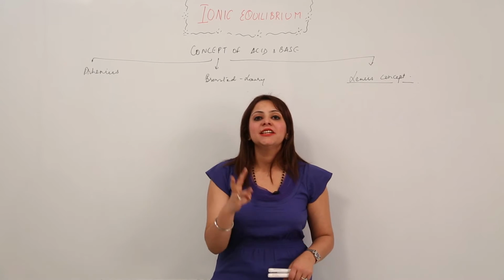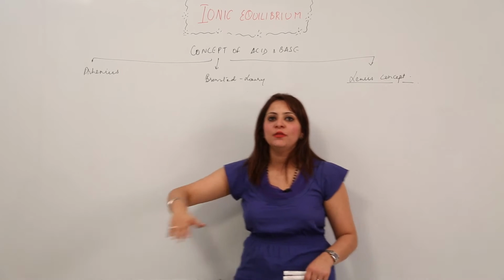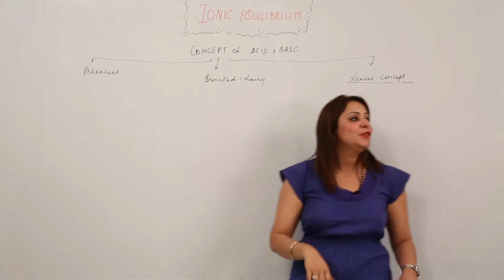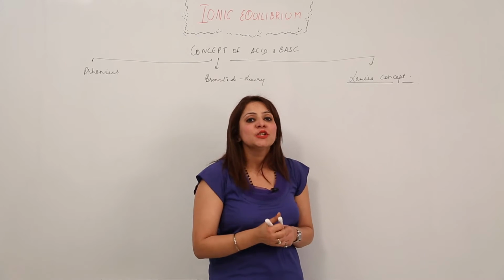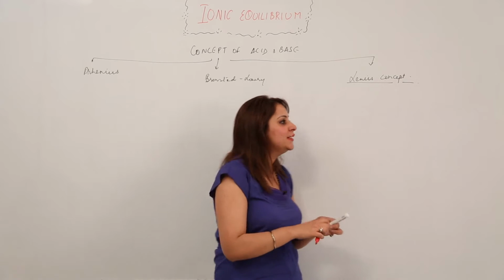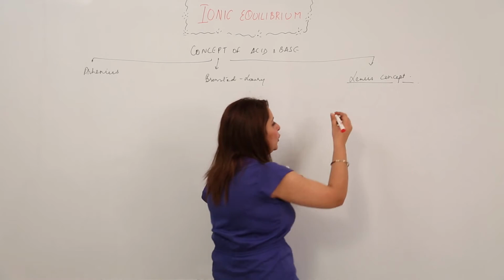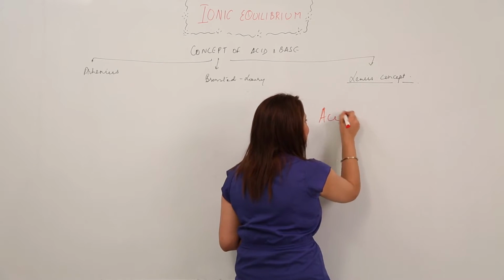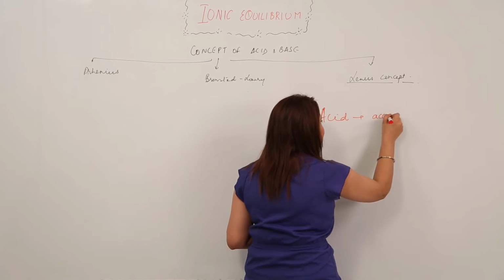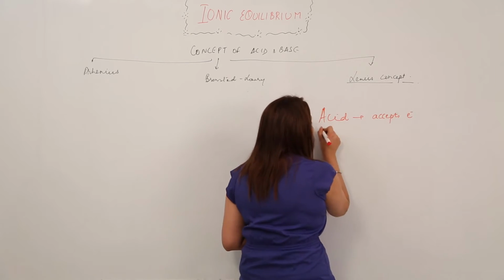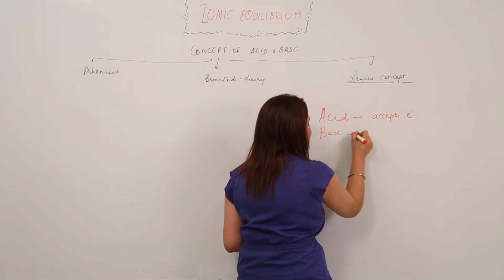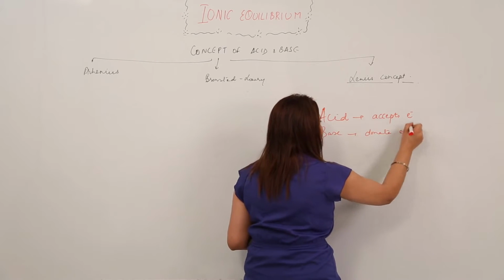Now we are starting with the third concept. We have done with Arrhenius, now we have done with Bronsted-Lowry, and we are just left with the Lewis concept, right? So it is a short concept. So what is the Lewis concept actually? According to Lewis, acid is a substance which accepts electron, right? And base is a substance which donates electron.